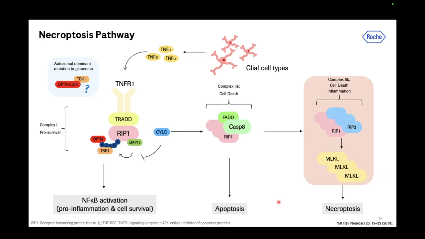They are executioners, so as a downstream regulator for necroptosis, are they really necessary for damage, or can we intervene downstream of RIP1? That is the next question.